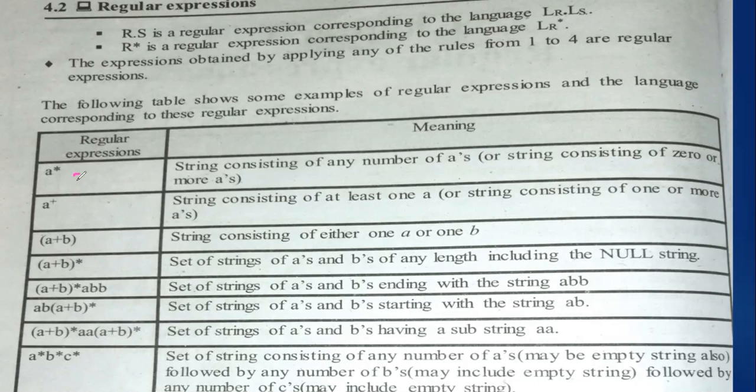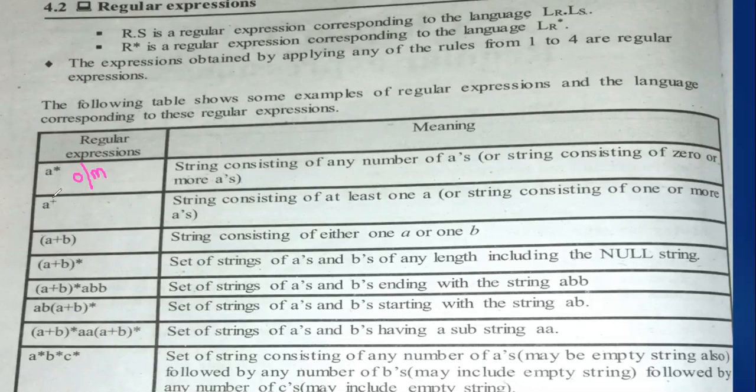Star represents zero or more. Remember this. So if I write A to the power of star, A can occur zero times, one time, 1,000 times, or 10,000 times also. No problem. Then later, A to the power of plus we are having.